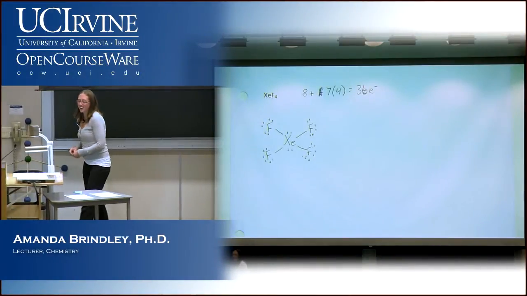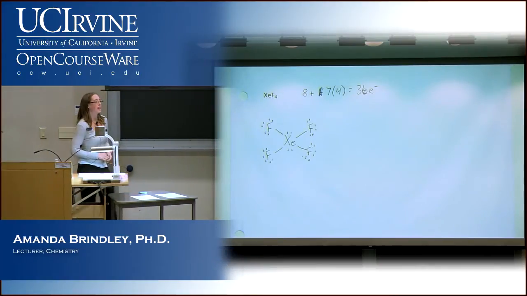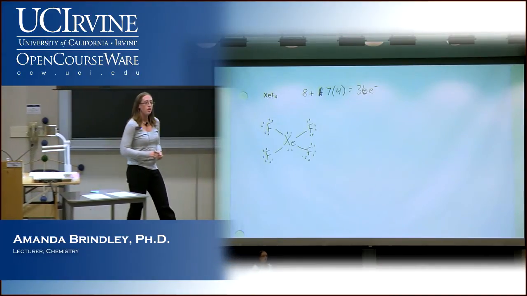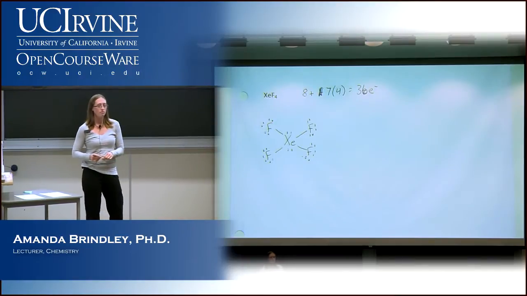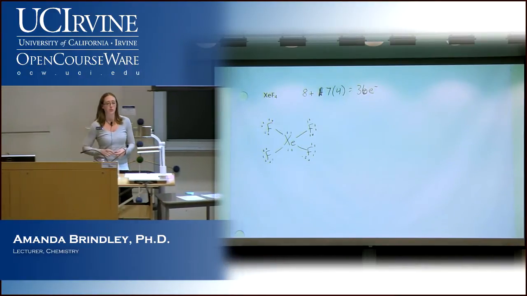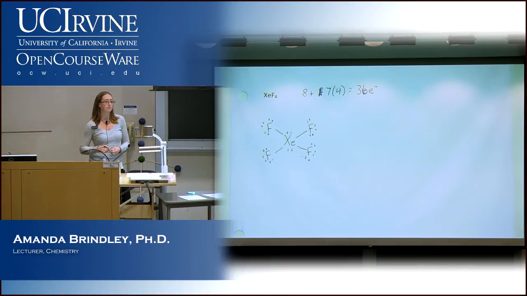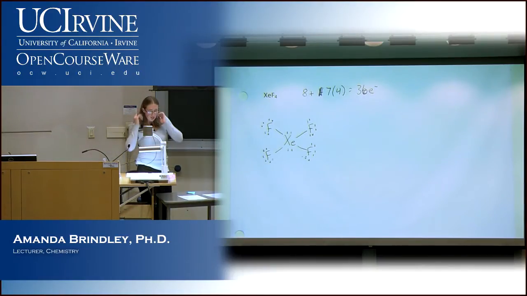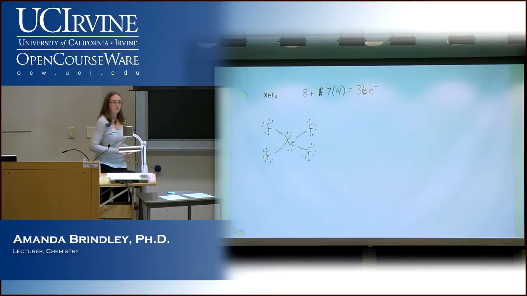Okay. All right. So what's our first step when we're figuring out VSEPR geometry? What do we have to figure out? Steric number, right? We need to figure out our steric number and one other number. What is that? Coordination number. Good. So let's look at XeF4.